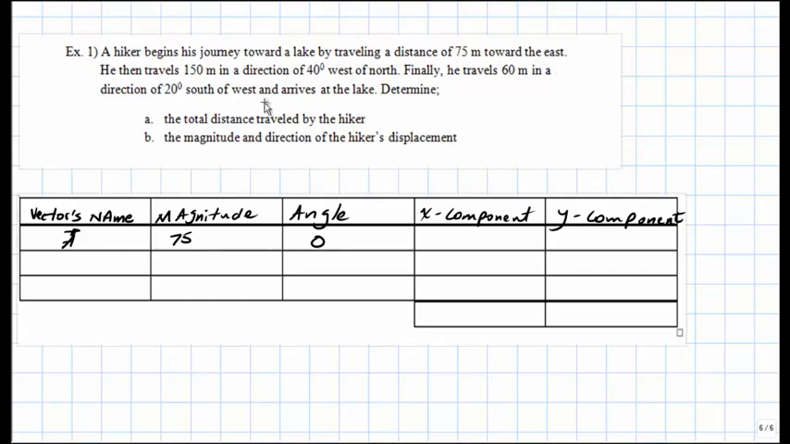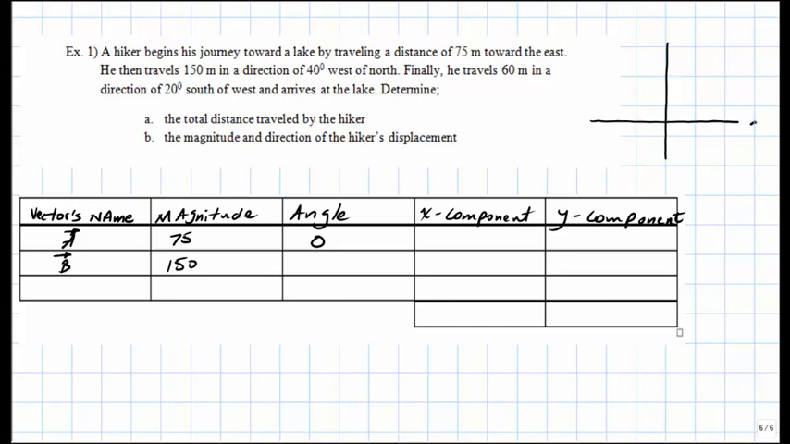The second leg of the journey, we're traveling 150 meters in a direction of 40 degrees west of north. We'll designate that leg as vector B. The magnitude is 150 meters. We're traveling 40 degrees west of north, and let's determine the appropriate angle for that displacement. So I'll introduce a Cartesian coordinate system. Here it is.